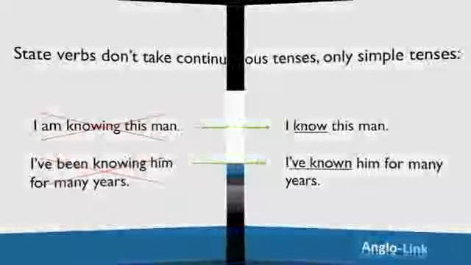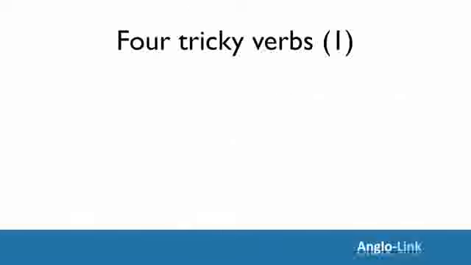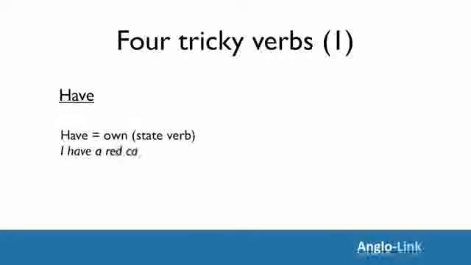Now there are 4 verbs that can be a bit tricky because they can be either state or action. Let's look at the first one. We've already had an example of this. It's the verb have. We saw the sentence, I have a red car. In this example, the verb to have means to own, something that belongs to you. It's a state verb.